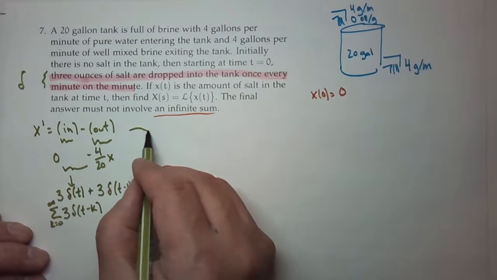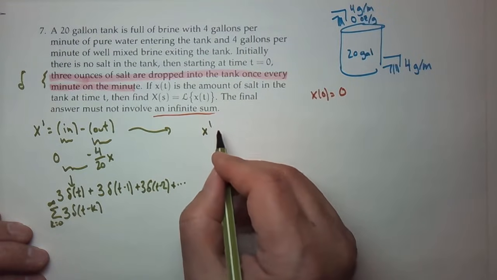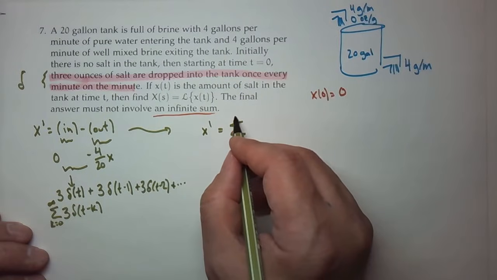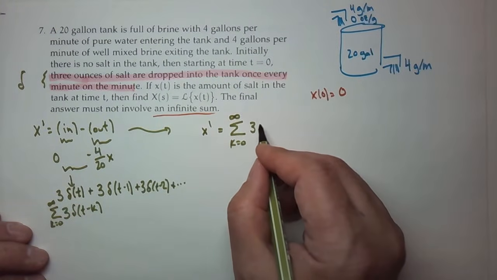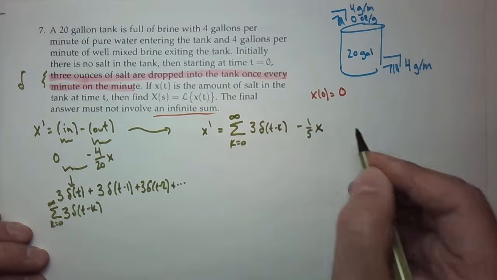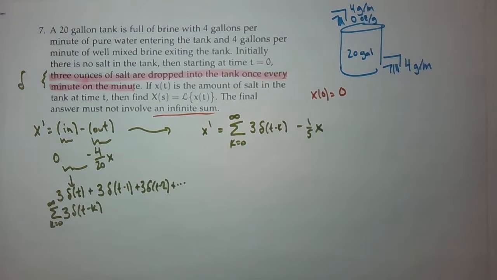Okay, so rewriting this, we have x prime, the salt coming in, we have spikes on the minute of 3 being added in, 3 delta T minus K, and then minus 1/5 x. Now, we found our differential equation. We figured out, aha, we have this delta function coming in. We know how to write that. We account for every time that we add salt in. We have all our in salt. We know our out salt.